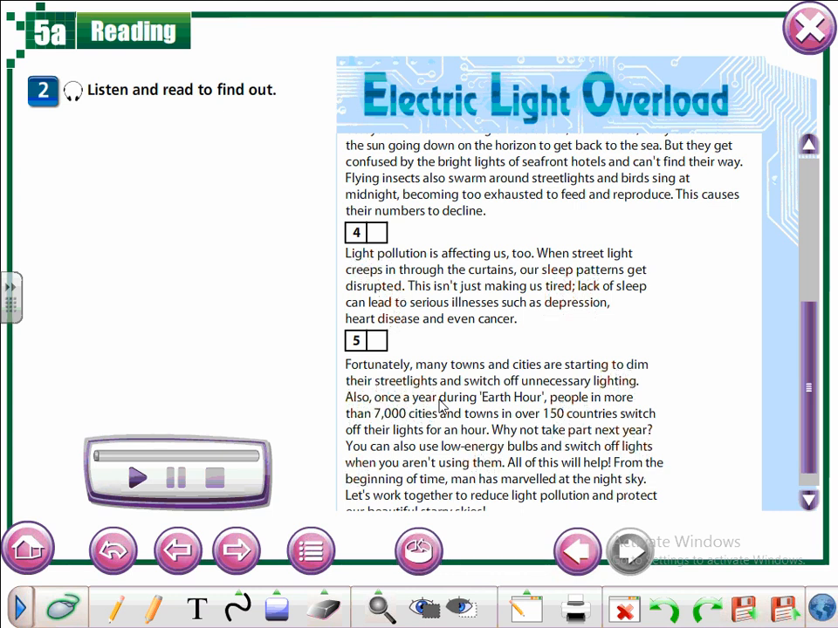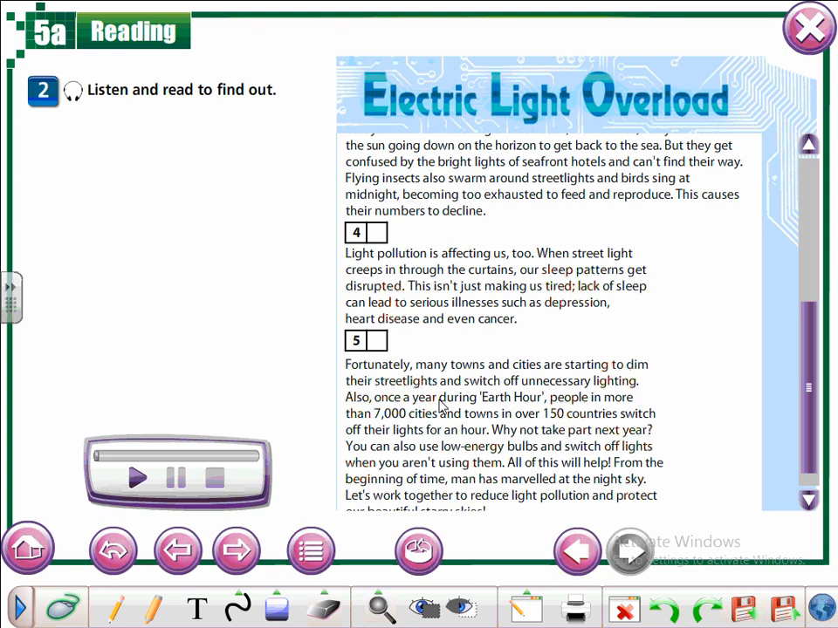So to dim means to reduce the street lights and switch off unnecessary lighting. So if you find any lighting which is not necessary, they switch it off. Like the street lights in the very late night, it's useless. So they turn off or switch off these lights.